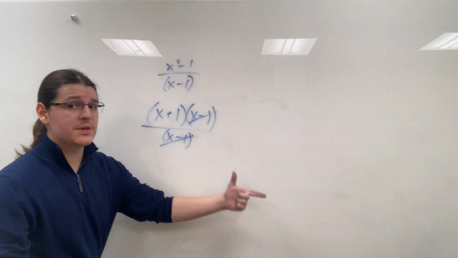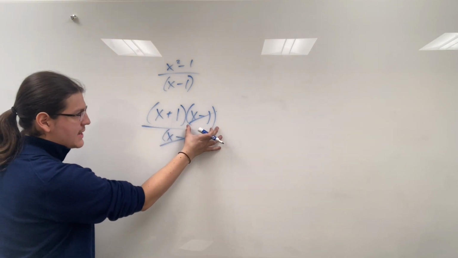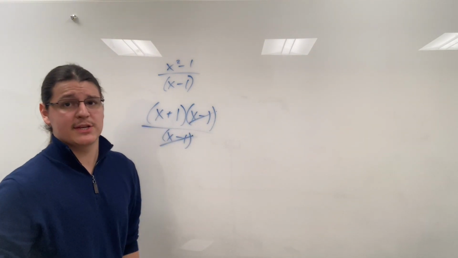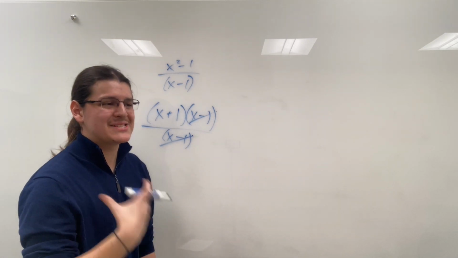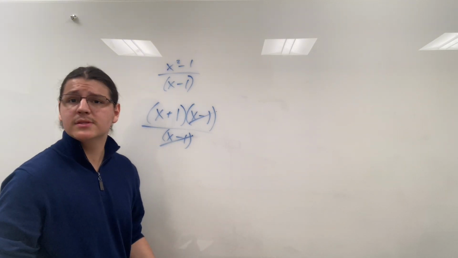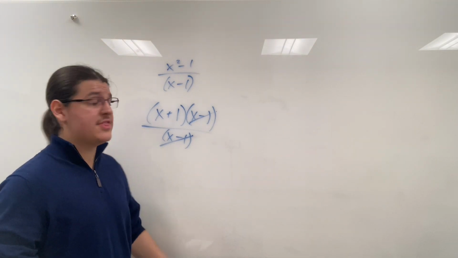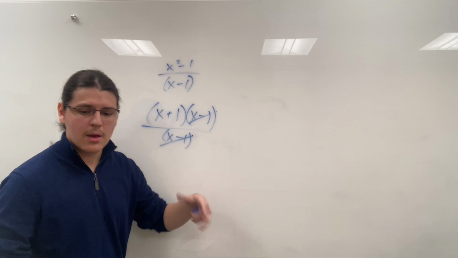Now, the reason we can do that, just an explanation, is that this is saying we're multiplying by x minus 1, and then we're dividing by x minus 1. Multiplying and then dividing by the same exact term is meaningless because they just undo each other. That is why we can just cancel it out.